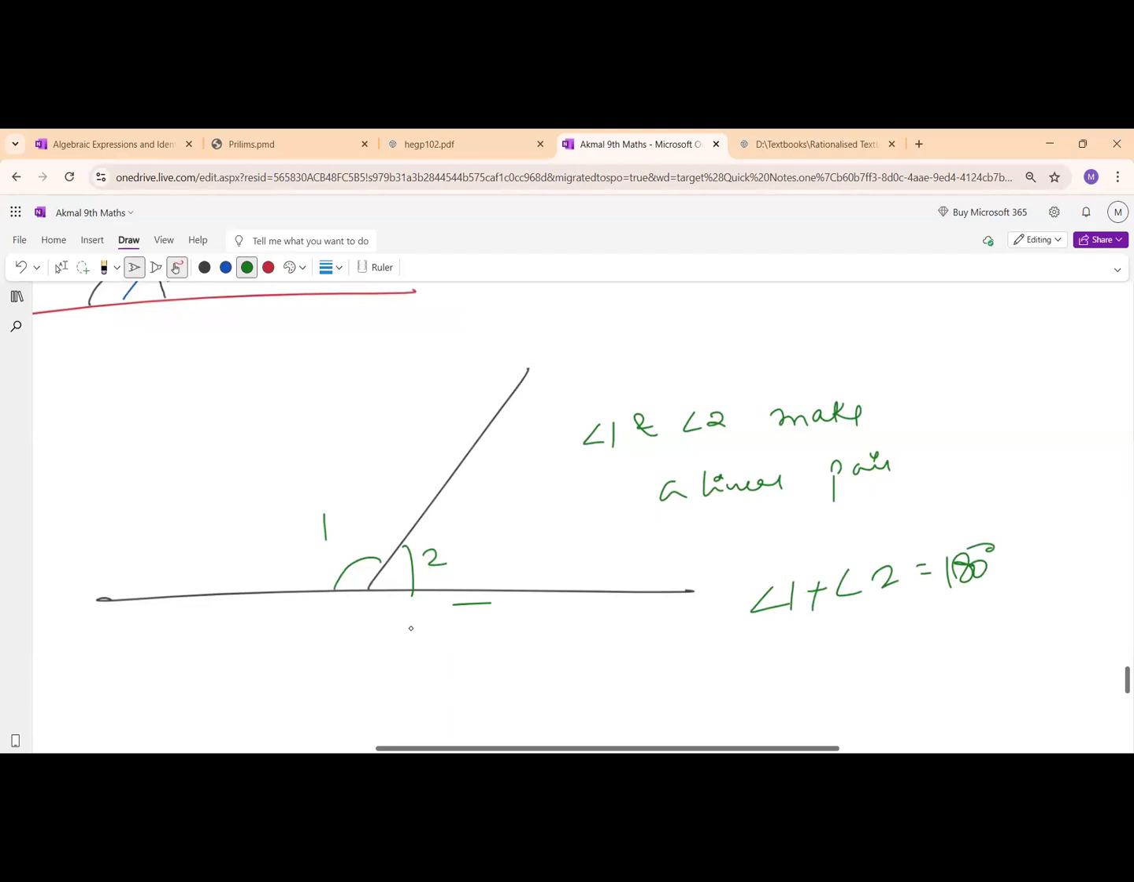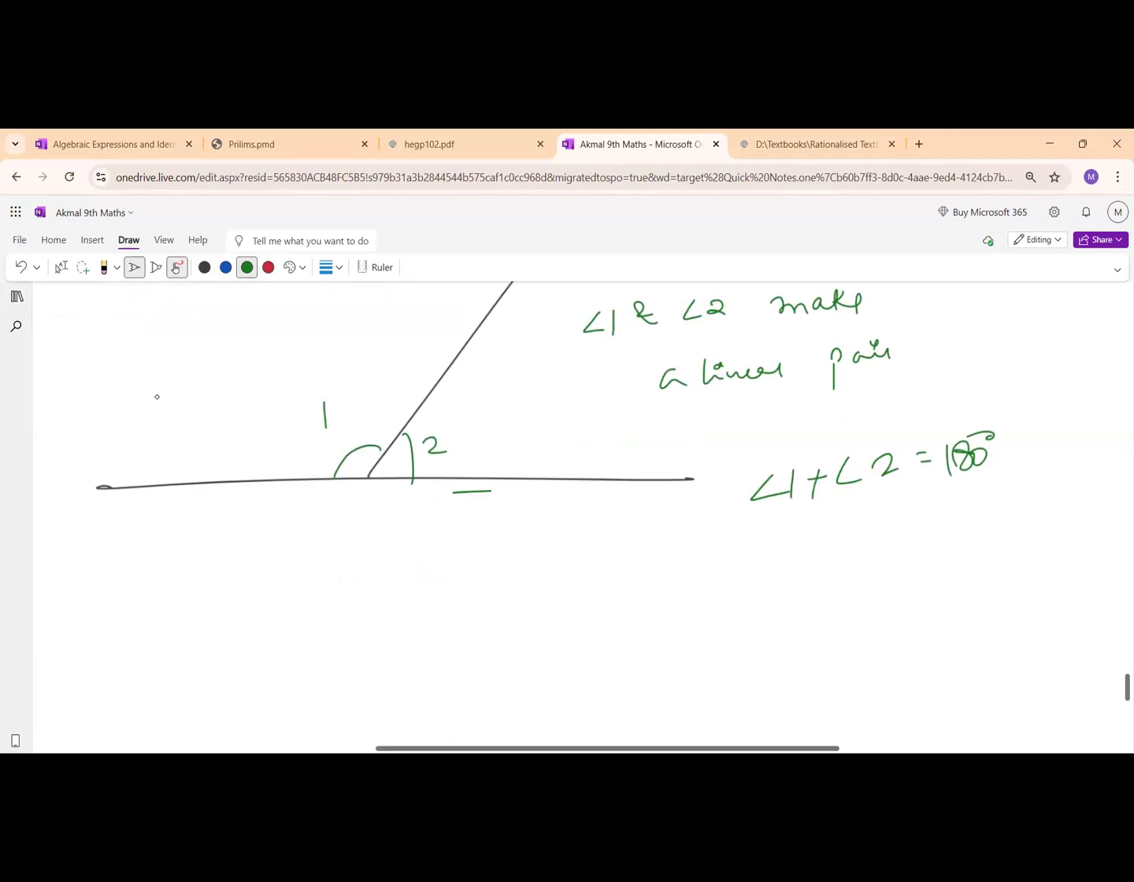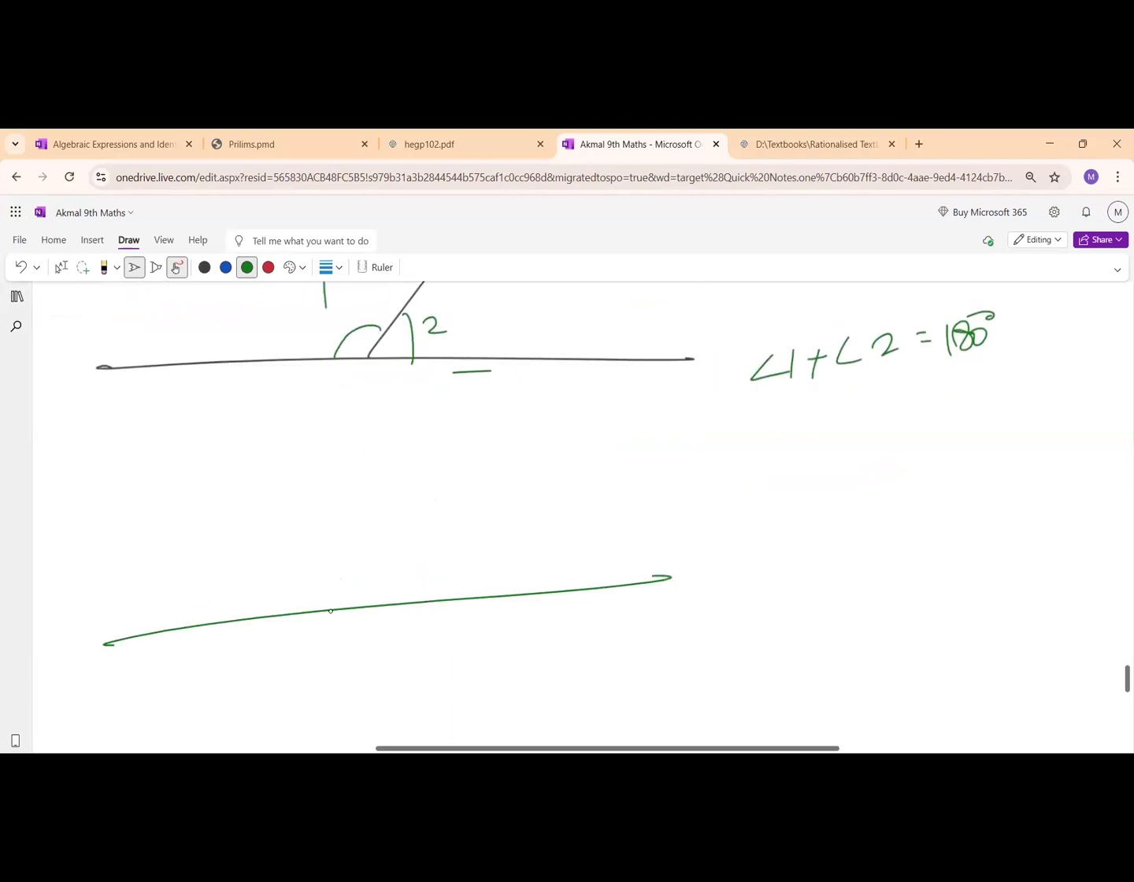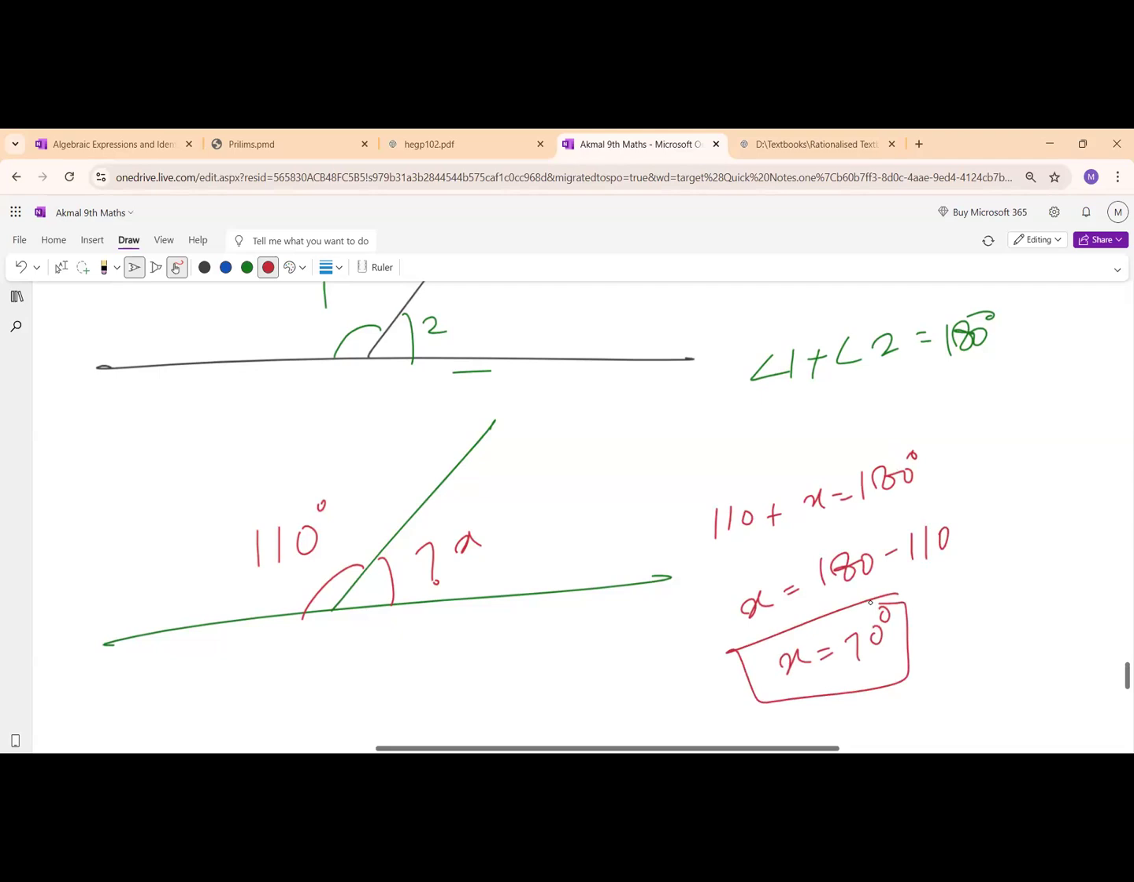Okay. So how is it used? In the questionnaire, they'll give you something like this. They'll give you this angle, let's say 110 degrees, and you have to find this angle. We know that 110 plus, let's say this angle is x, so 110 plus x is equal to 180. So this is 180 minus 110, x is equal to 70 degrees. This is how you find the other angle. Is this clear?